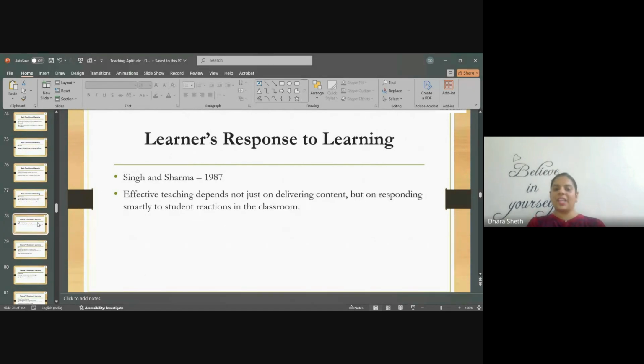Next is a classification given by Singh and Sharma in 1987, learners' response to learning. Okay, like when students react in the classroom, what does the teacher do? So what should the teacher do when you are teaching something? Students give a reaction. Now you have to react to their reaction, to whatever the student has said or done. So what are your responses?